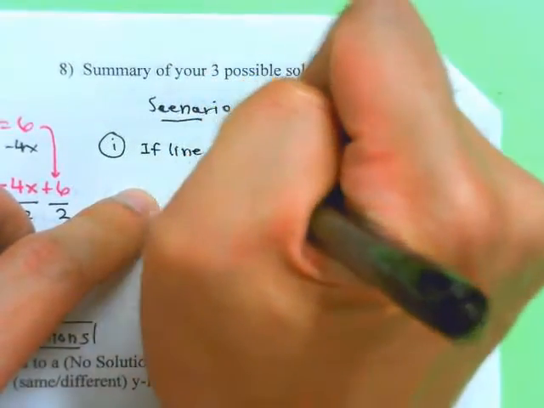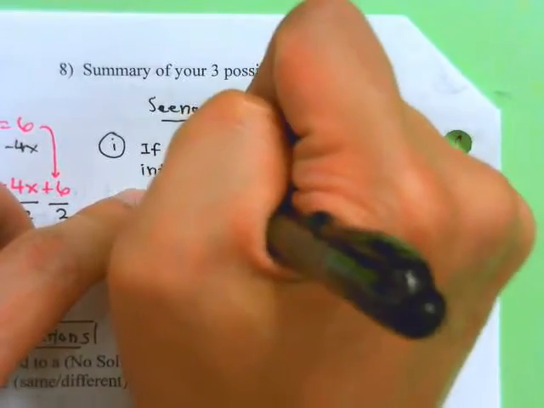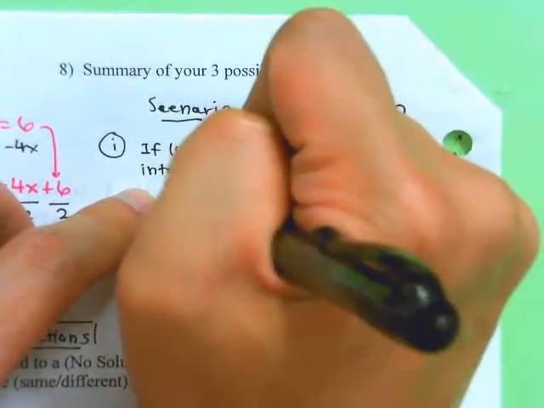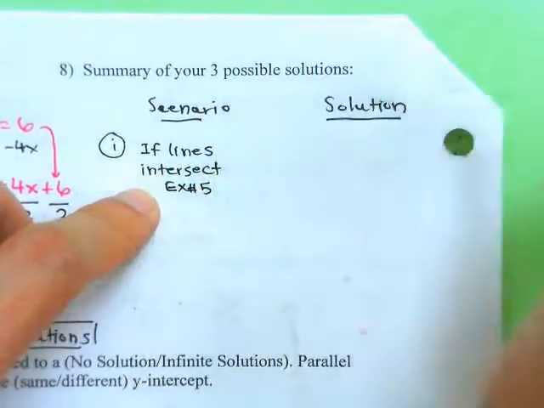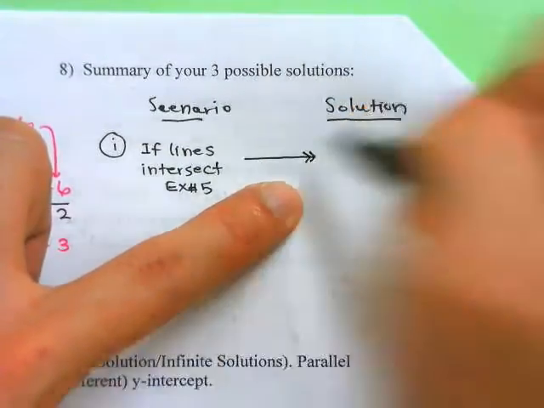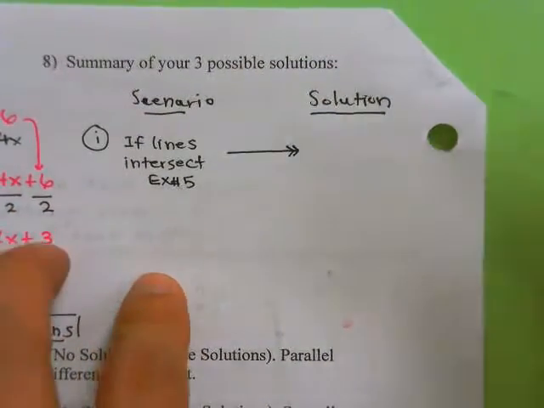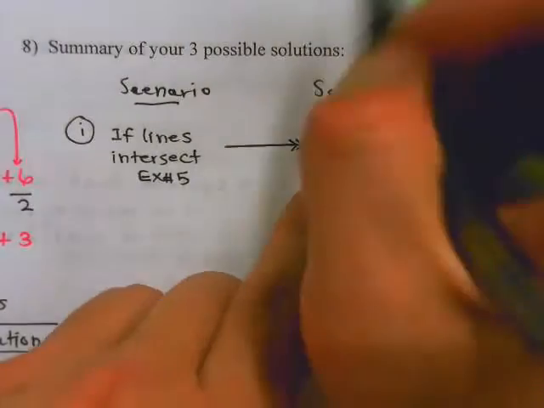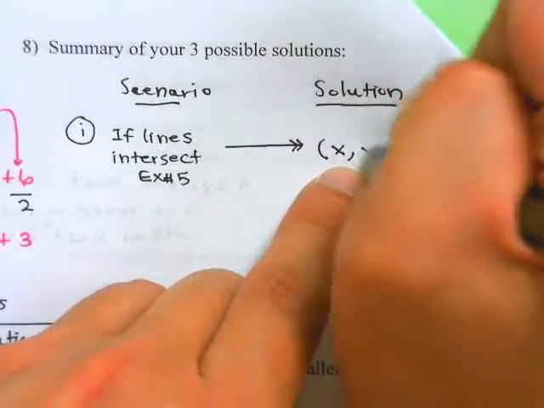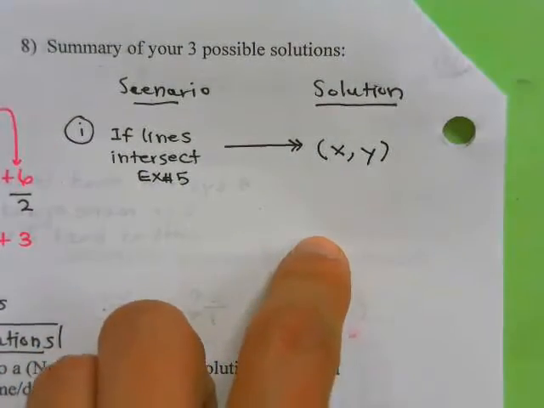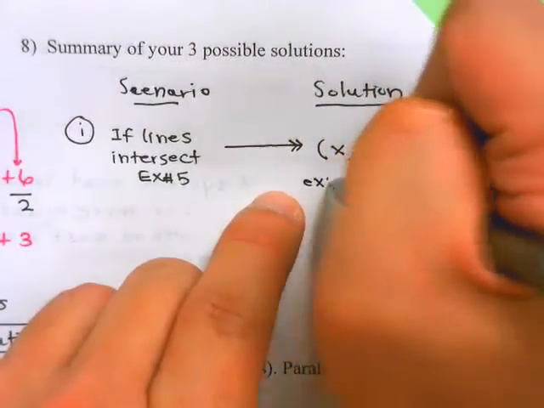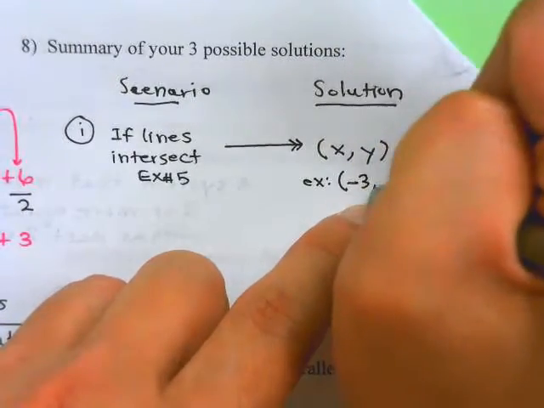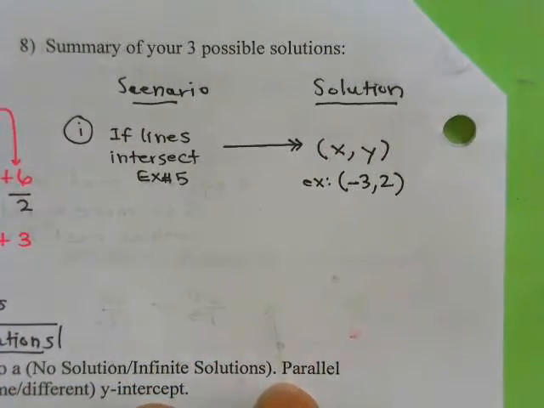The first scenario was, sometimes the lines intersect. If the lines intersect, you can look at example number 5 on the same paper. What does your solution look like? Well, it should be a coordinate point x comma y. So for example, on example number 5, the solution was negative 3 comma 2, because that's where the point of intersection was, negative 3 comma 2.